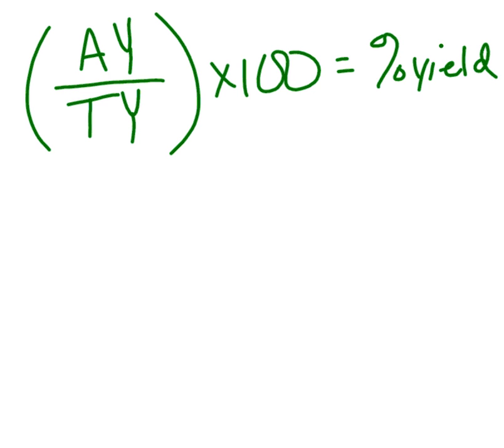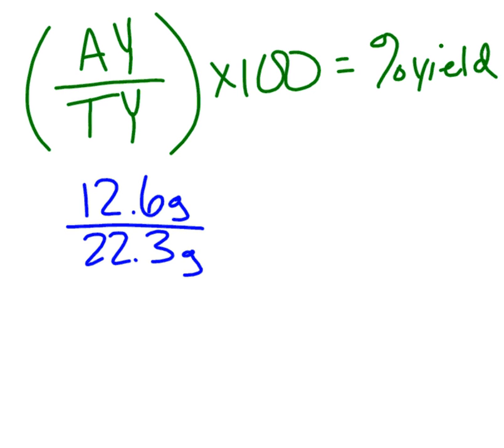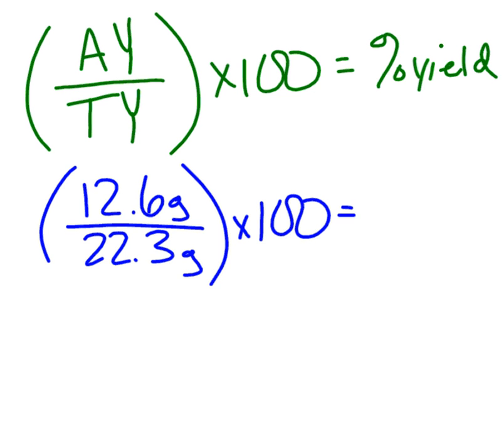So if my actual yield was 12.6 grams of sodium chloride, and my theoretical yield was 22.3 grams of sodium chloride, I'm going to go ahead and divide those and then multiply by 100. And I'm going to get 56.5%.